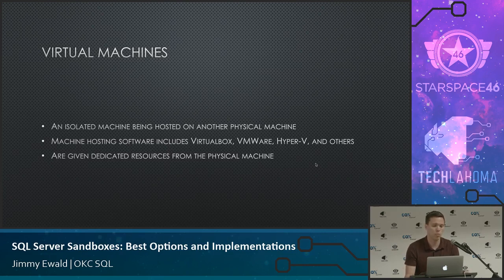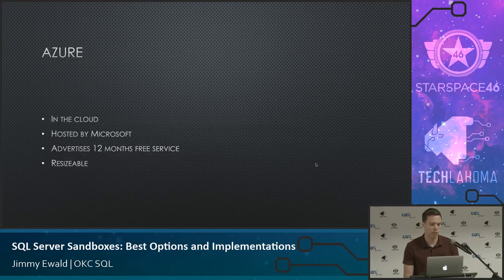So virtual machine hosting software includes VirtualBox, which is what we're going to be talking a lot about today, VMware, and Hyper-V. Hyper-V is part of Windows Server, and I'm sure there are a few others. Those are the main ones that I've used. So let's move on from that. We're going to go back to do the whole installation on VirtualBox, but just to touch on a few of the other options that are out there.